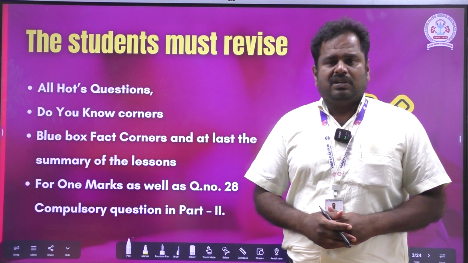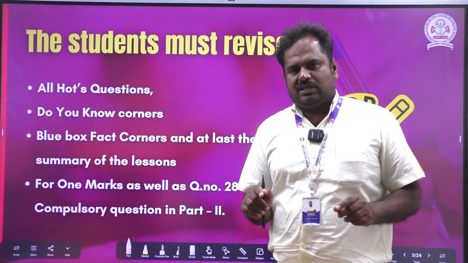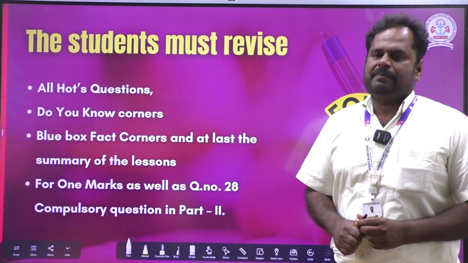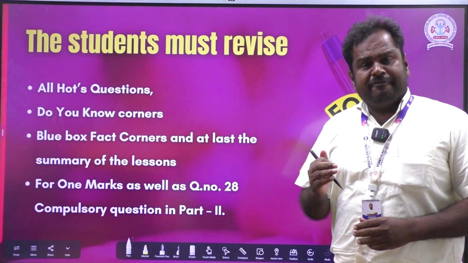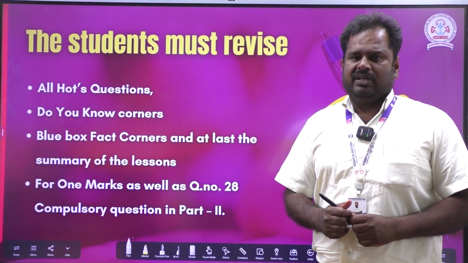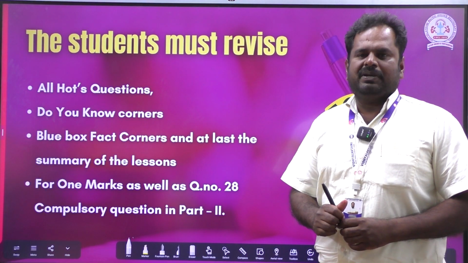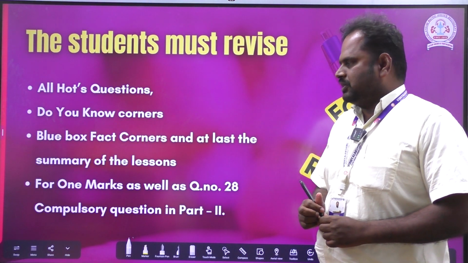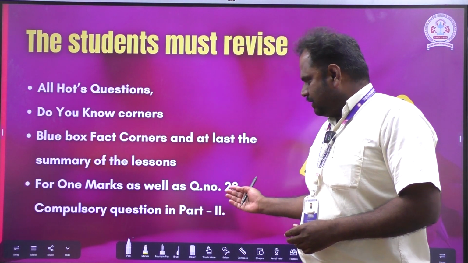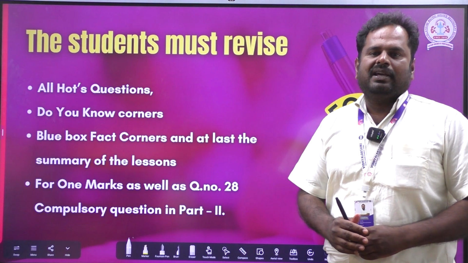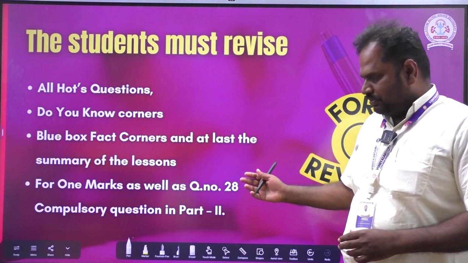In your textbook, various parts are there. The blue colored fact corner, the Do You Know corner, and then every lesson has summaries. These things should be prepared well for the examination, which will help you to get full marks in all the 1 mark questions and the short answer question number 28, which is compulsory.